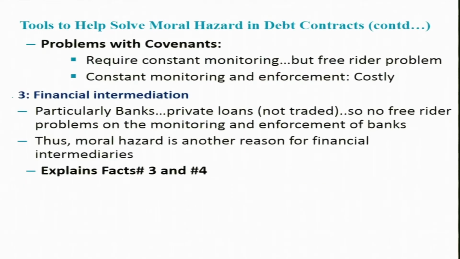Another solution to reduce the moral hazard problem in debt contracts is financial intermediation. As we discussed in the previous slide, debt contracts involve lots of covenants because all of it requires constant monitoring, right? It all requires constant monitoring.